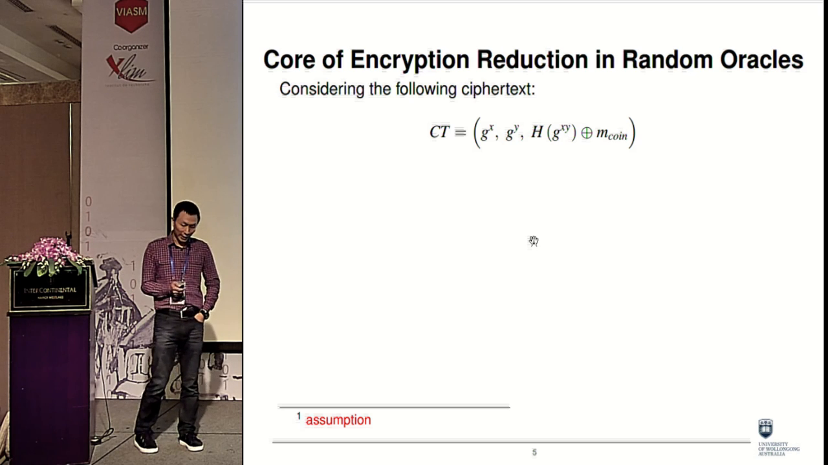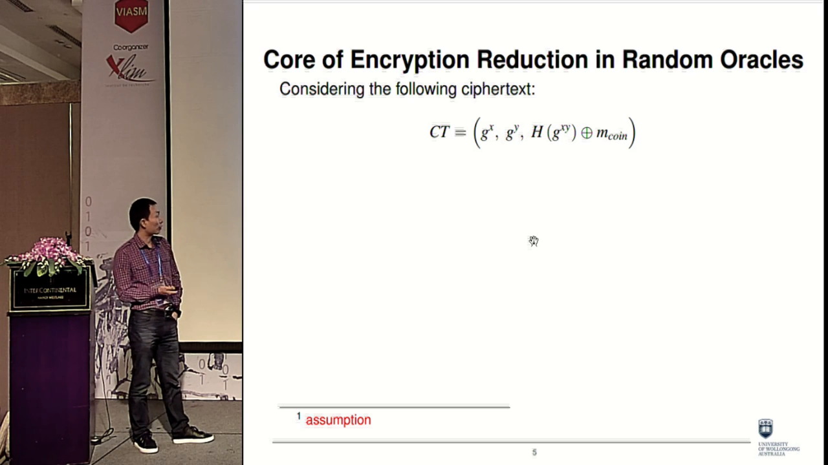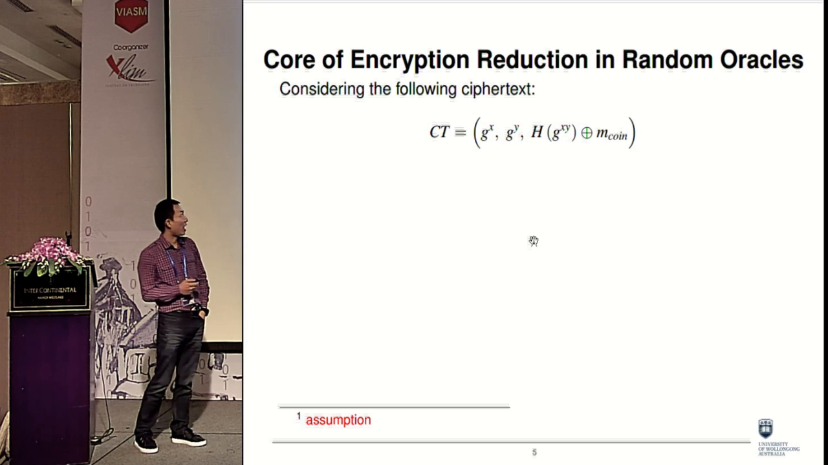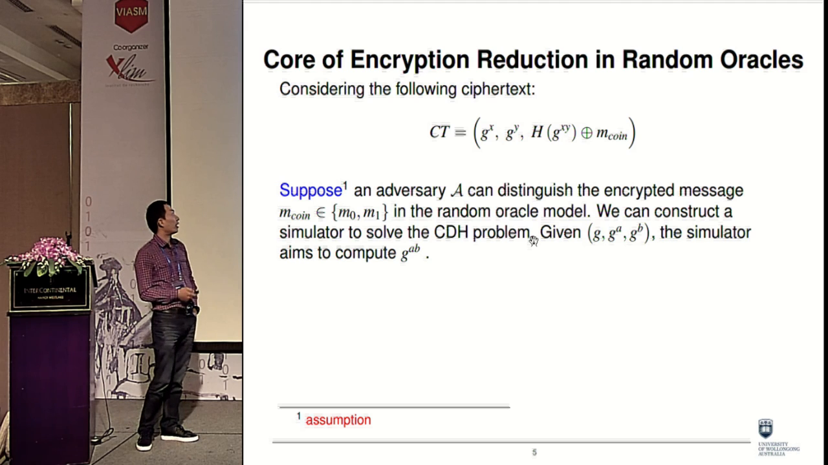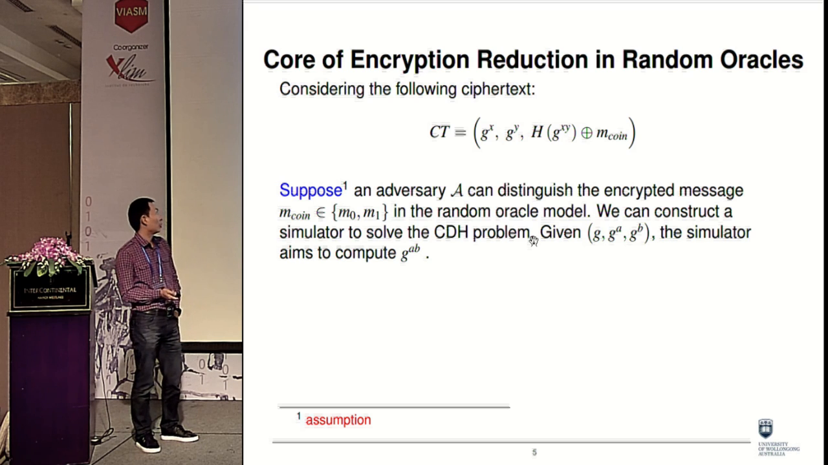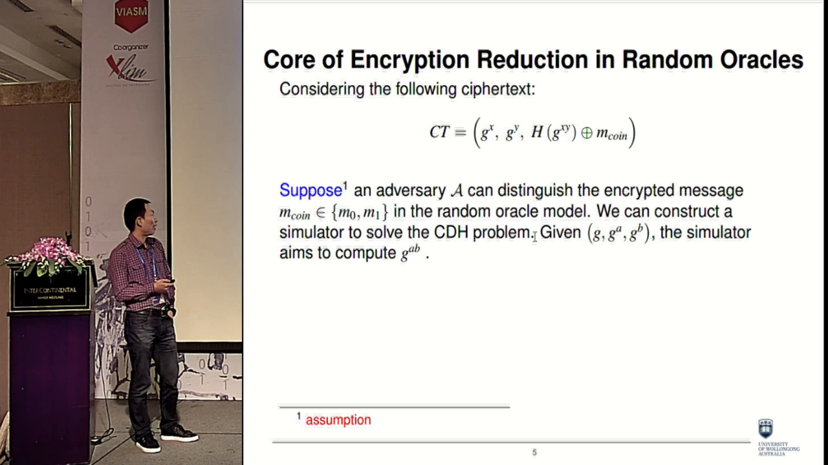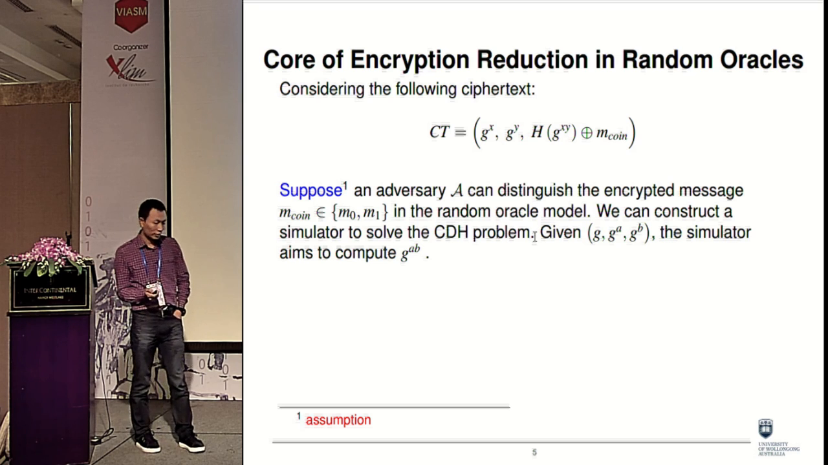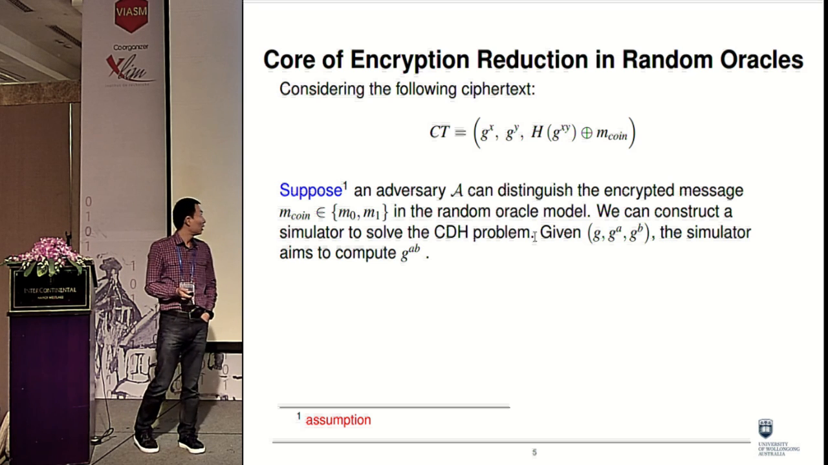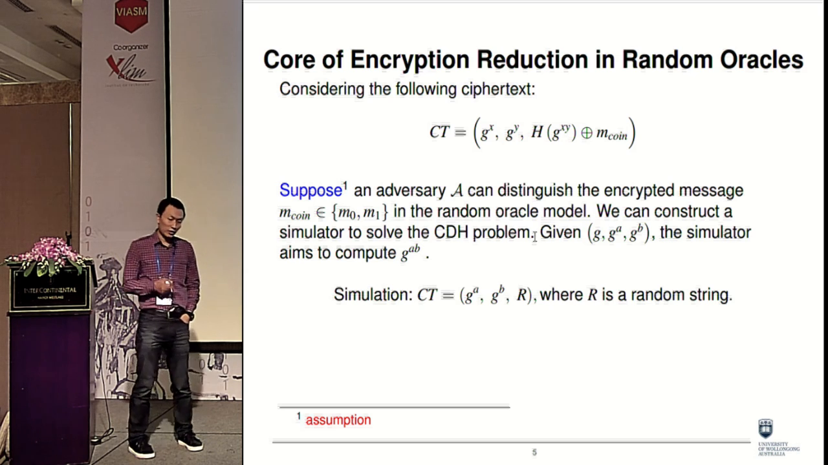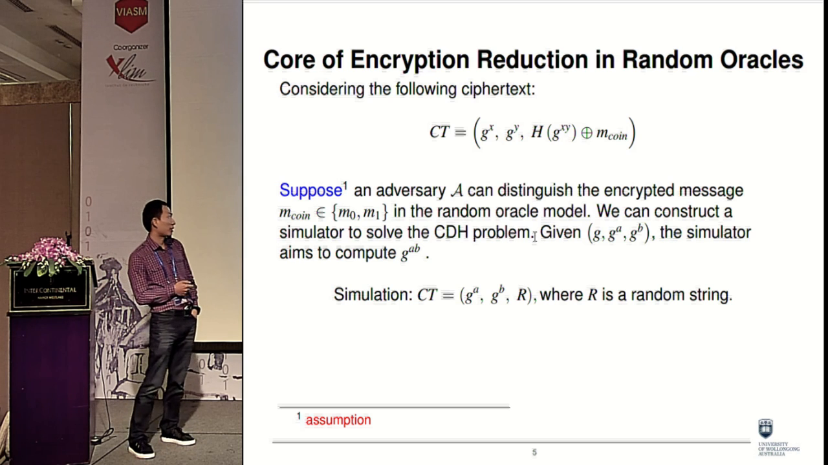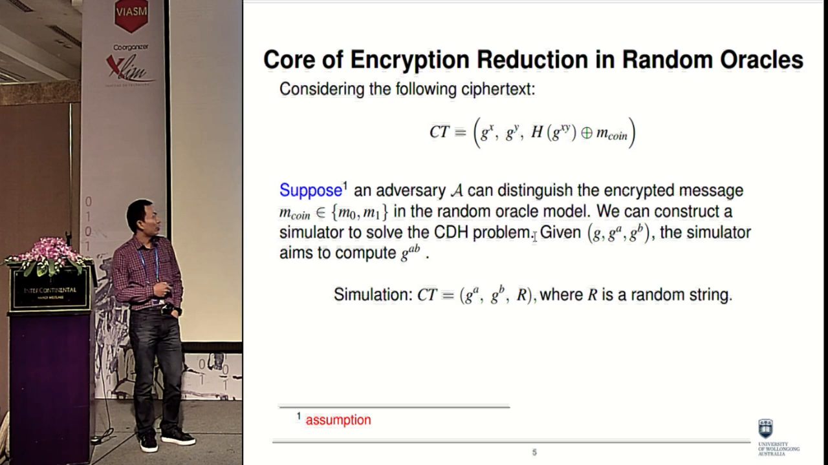Consider the following ciphertext, composed of three components: g^x, g^y, and the hash of g^(xy) XOR the message. Suppose an adversary can distinguish the encrypted message from M0 or M1 in the random oracle model. We can construct a simulator to solve the CDH problem, given g, g^a, g^b, and aims to compute g^(ab). The simulation is pretty easy. We just set the challenge ciphertext equal to g^a, g^b, and a random string R.